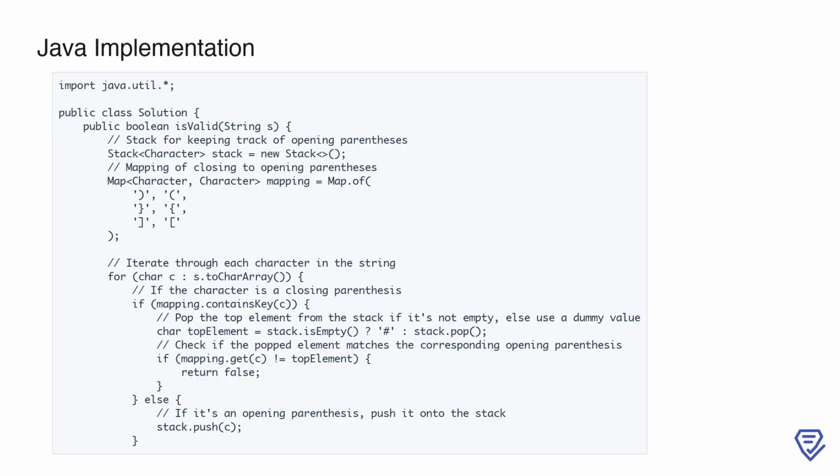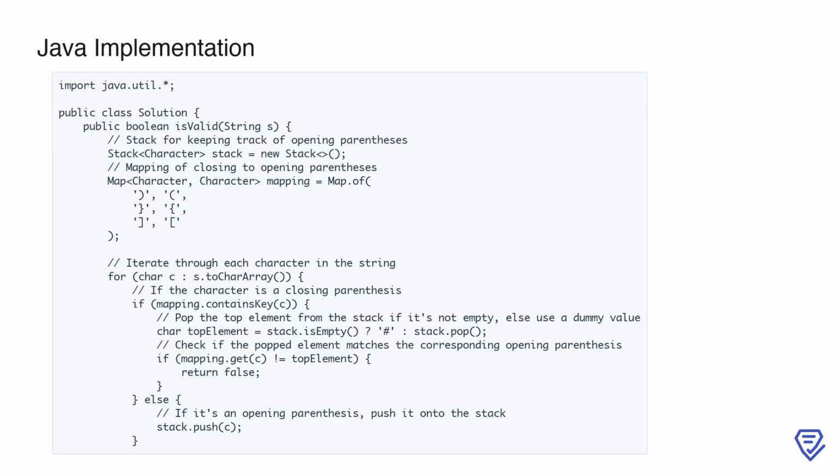If it is, we pop the top element from the stack, but if the stack is empty, we use a dummy value like the hash symbol to avoid errors. Then, we compare the popped element with the expected opening parenthesis from our mapping. If they don't match, it means the parentheses are not valid, and we return false. On the other hand, if the character is an opening parenthesis, we simply push it onto the stack to process later.